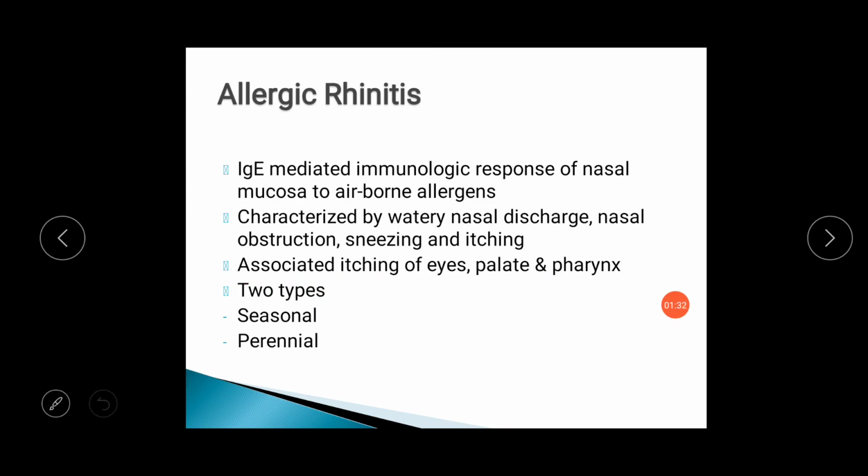Usually there are two types of allergic rhinitis, seasonal and perennial. Seasonal allergic rhinitis is present in a particular season, like winter, summer or monsoon. But perennial allergic rhinitis is usually present for all 12 months of the year.